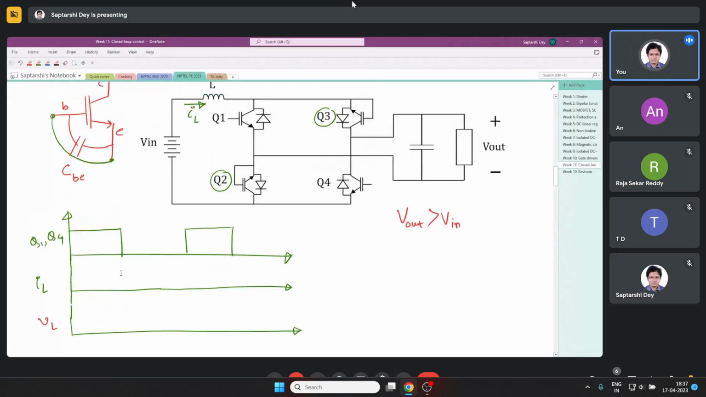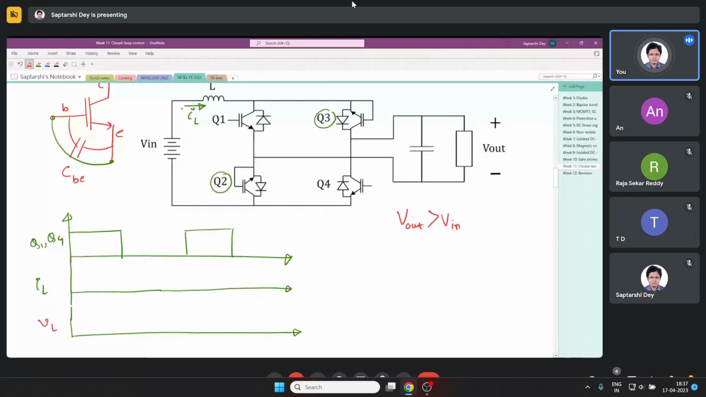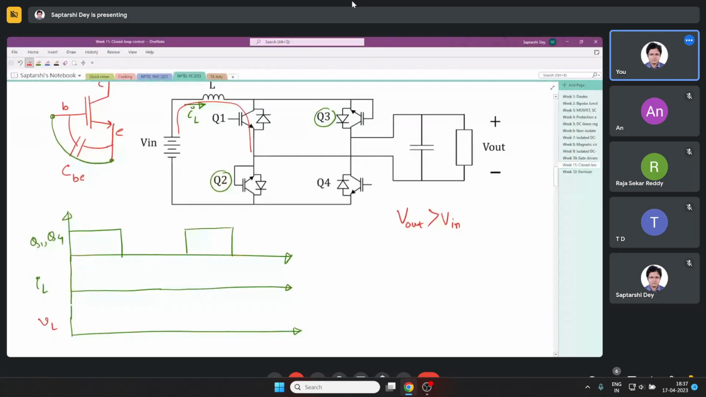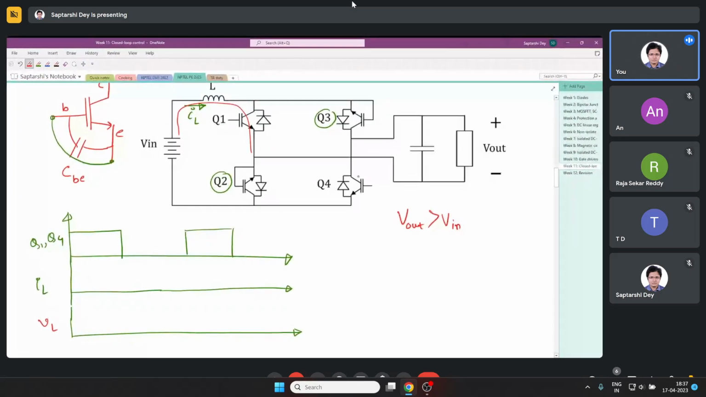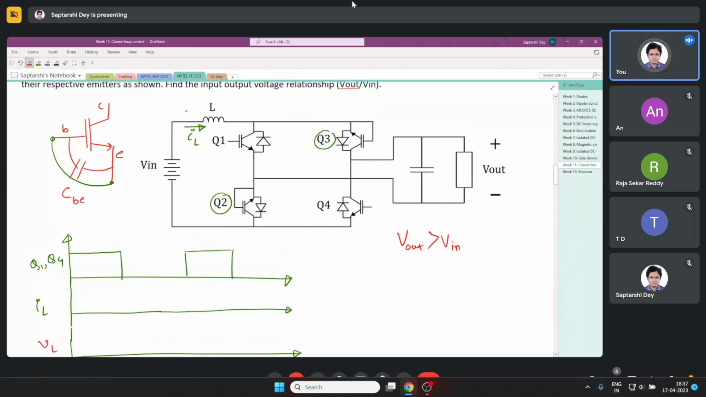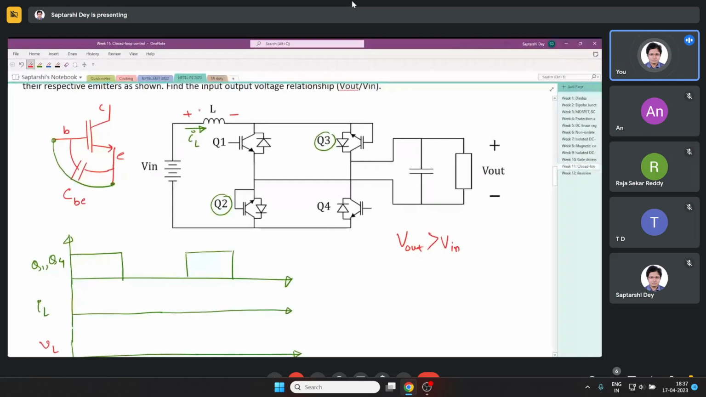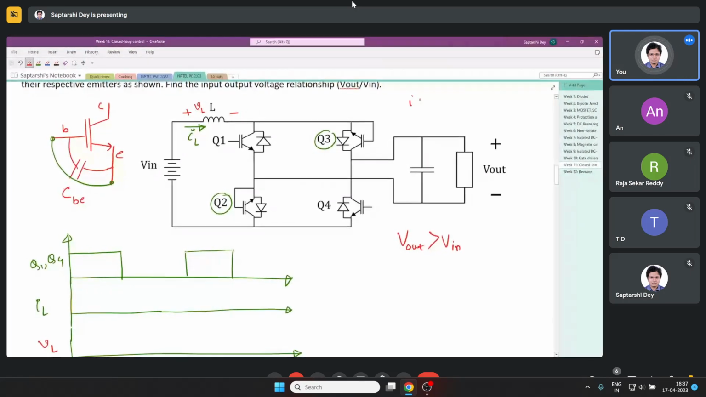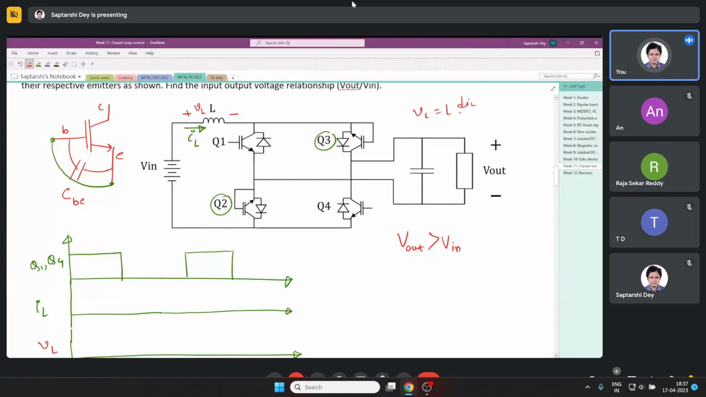Now Q1 and Q4 are closed. Look at the current path. The current is now flowing, I will show it in red, from the DC source through a switch to the load, and comes back through the other switch to the DC source. Since I have taken IL in this fashion, I have to take VL also in this fashion, then only I can write VL equals L dIL/dt.